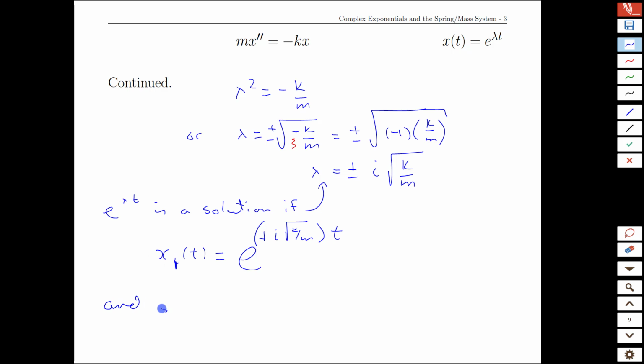And x2 of t is equal to e to the negative, let me erase this, that was positive but it wasn't very clear, e to the negative i square root of k over m, close the square root, times t as well. Either one of these, if we sub it into the equation, will satisfy it.